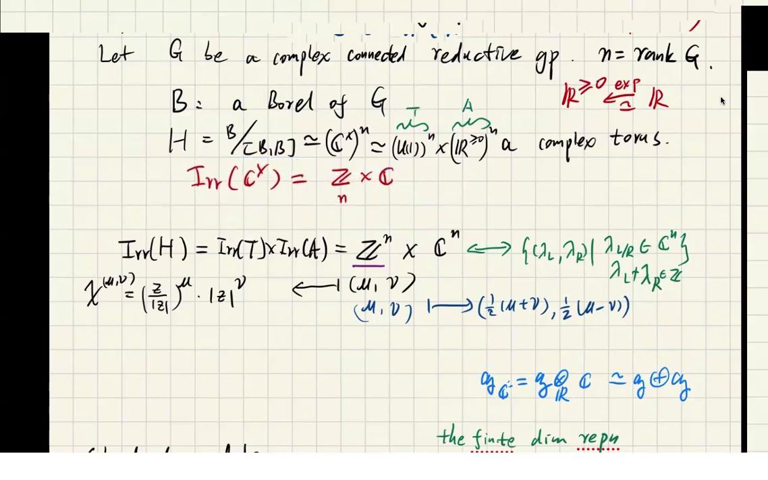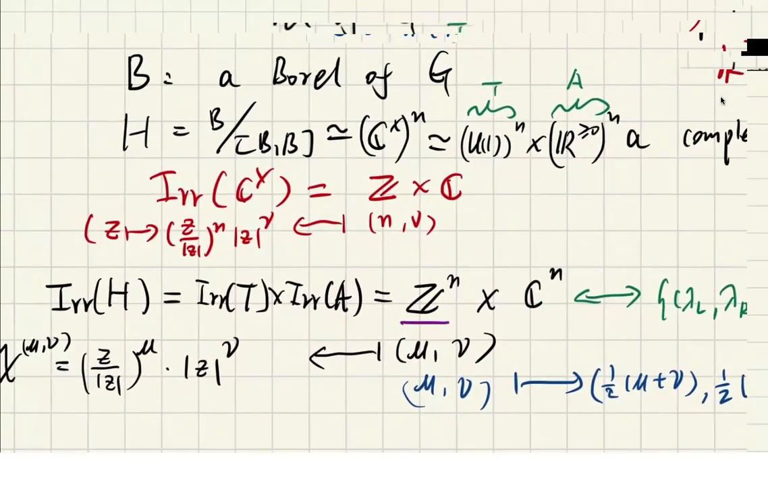Where n nu is mapped to the character which sends s to the modulus to the power n, s divided by s to the power n, and this to the power nu. Okay. So s divided by s is just a unit vector.